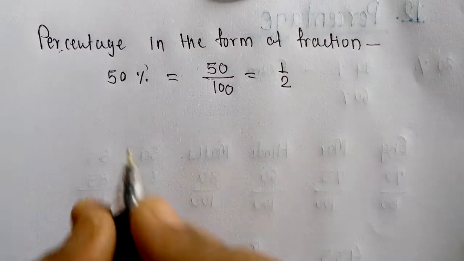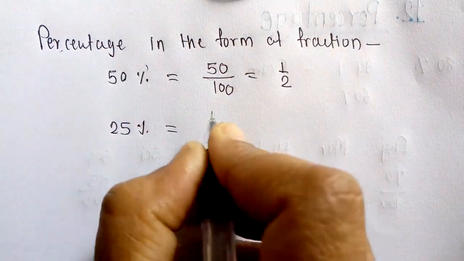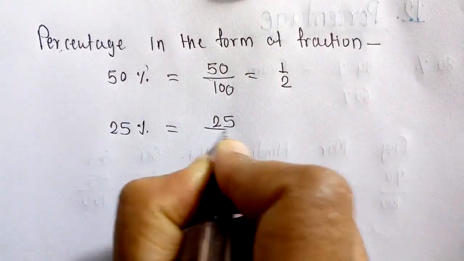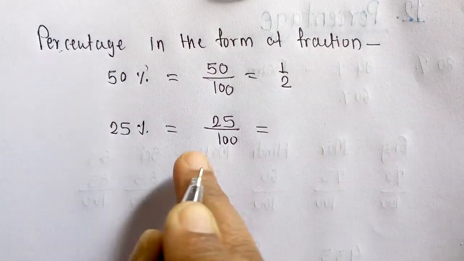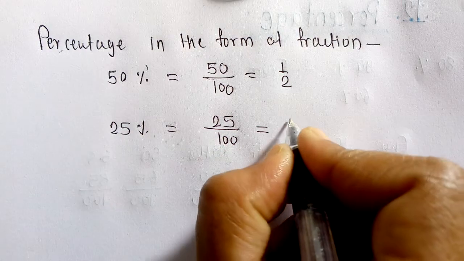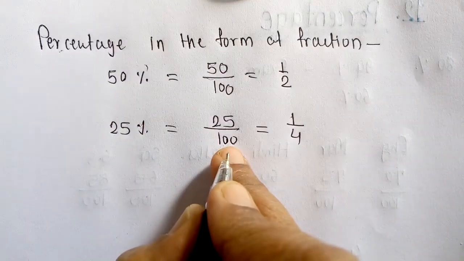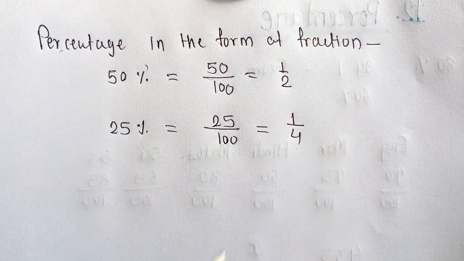Simple. Suppose 25%. 25%, how to write? 25 upon 100. If we reduce it, it will be 1 upon 4, because 25 ones are 25, 25 fours are 100. So it will be 1 upon 4.